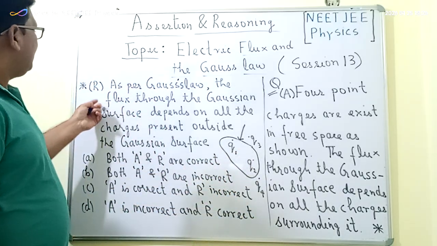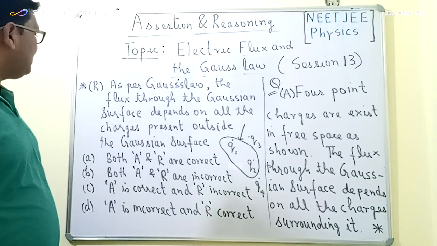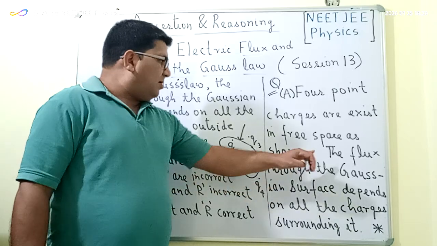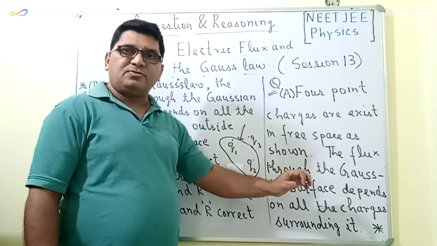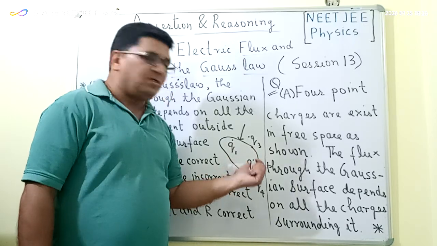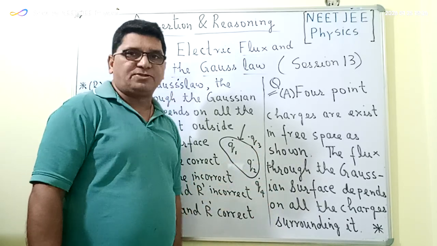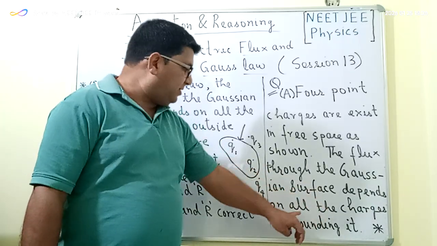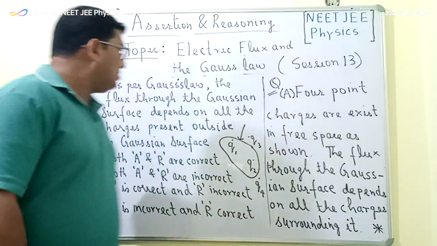And the reasoning here is, as per the Gauss law, the flux through the Gaussian surface depends on all the charges present outside the Gaussian surface. Now, as per the Gauss law, the electric flux which is passing through a Gaussian surface totally depends on the charges enclosed by the Gaussian surface. So, it doesn't depend on the charges surrounding it. So, this assertion is wrong.